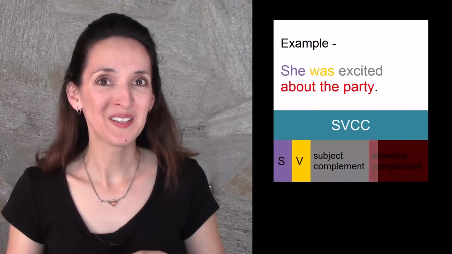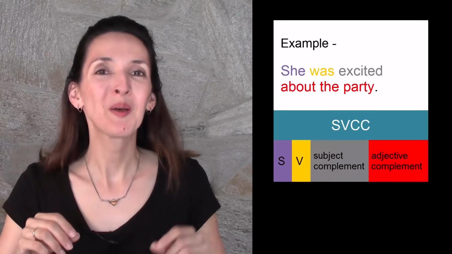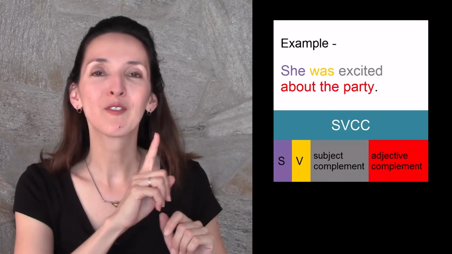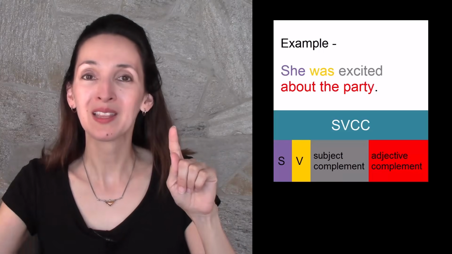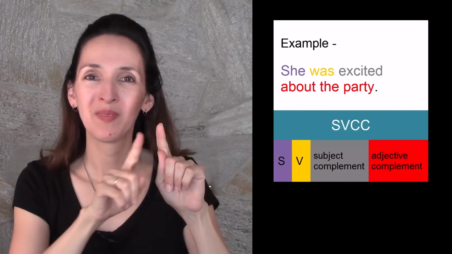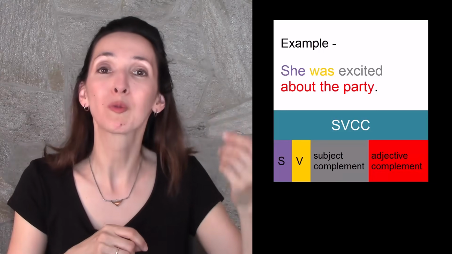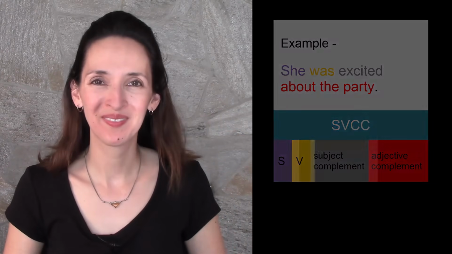So our sentence is now subject plus verb plus complement plus complement. The first is a subject complement. It links to the subject with a linking verb. And then we have an adjective complement directly after the adjective. So complements define or fully explain another part of the sentence. Adjective complements are very often prepositional phrases. If you'd like to learn more collocations like excited about and afraid of, you can watch my series of videos on prepositions.